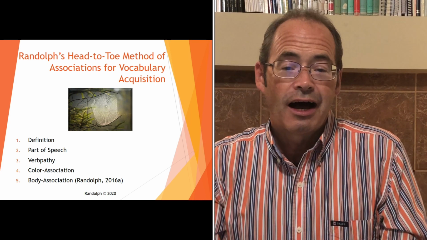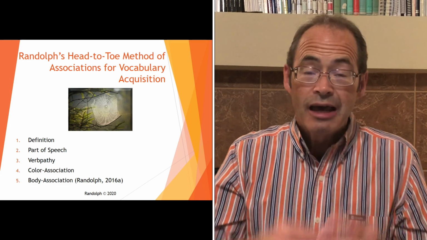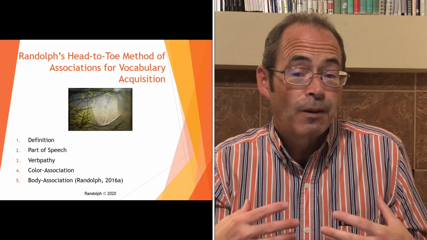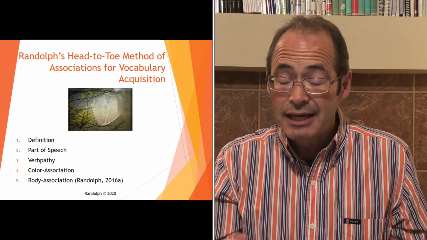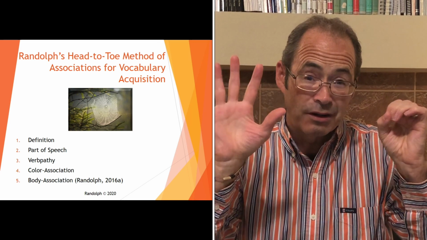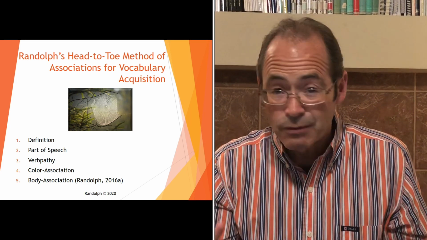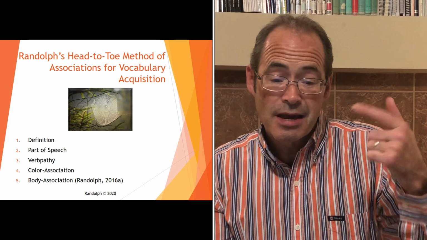So let us now move to Randolph. It's me. Head-to-toe method of associations for vocabulary acquisition. Now, this is a really wonderful method that I've developed over many years, and there are actually 40 components and growing. Actually, now I think there are about 50. But of course, you don't use all of those 50 components in one class. I'm just going to introduce the main 5 here.